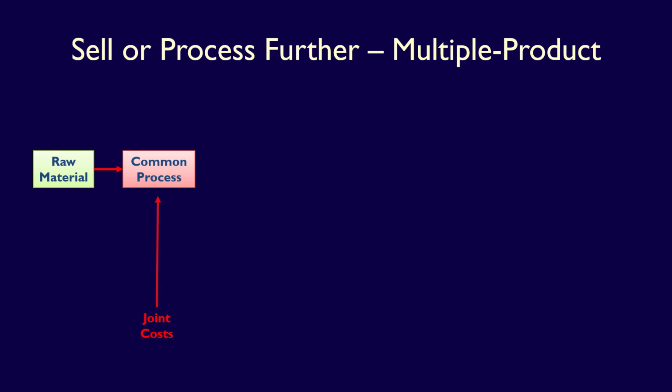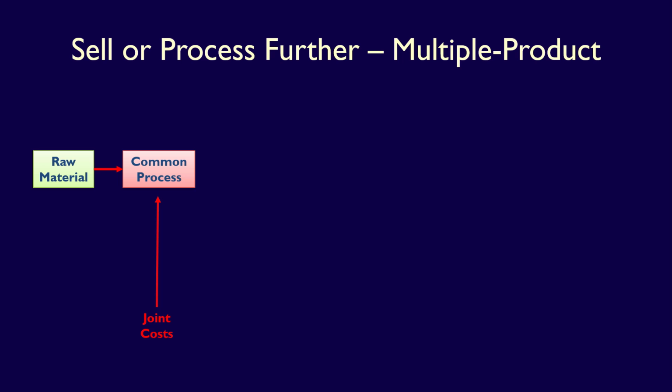Let's look at this process so that it's really clear. We start with one raw material, such as milk. All of the raw material will go through a common process. In the case of milk, this would be pasteurization. That common process will involve costs, which are called joint costs, because the same process is used for all the products that might be produced.